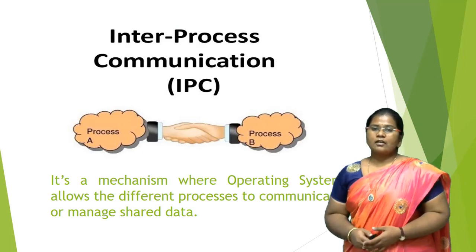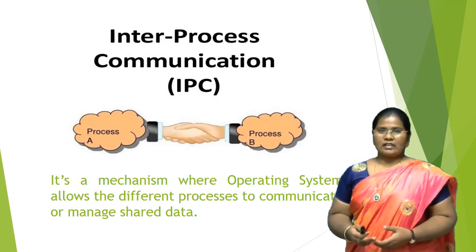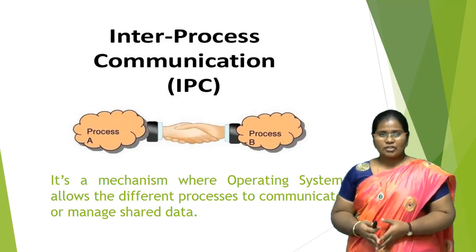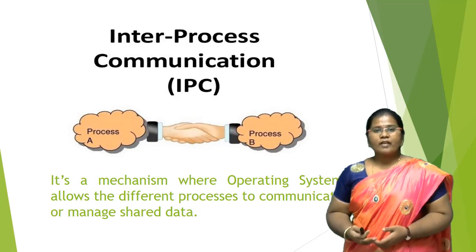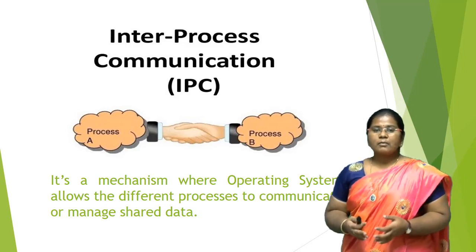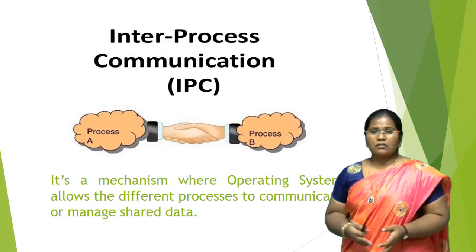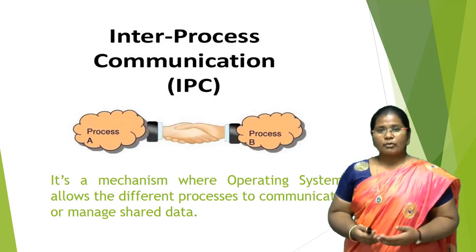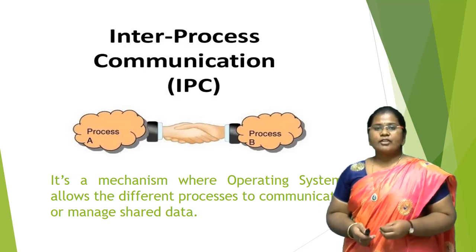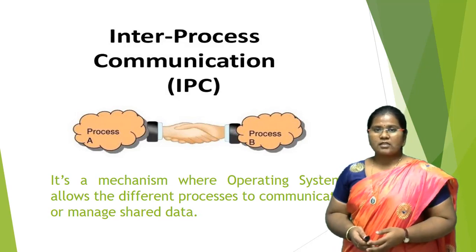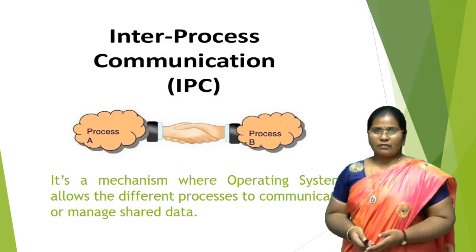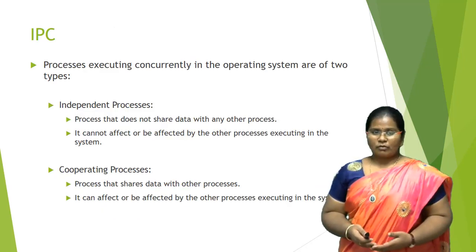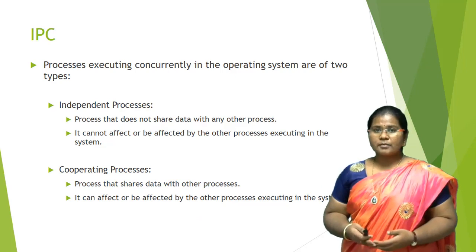So first, let us see what inter-process communication is. When two processes want to communicate with each other, the operating system provides a mechanism to make this possible. So inter-process communication is a mechanism provided by the operating system to make two processes communicate with each other.